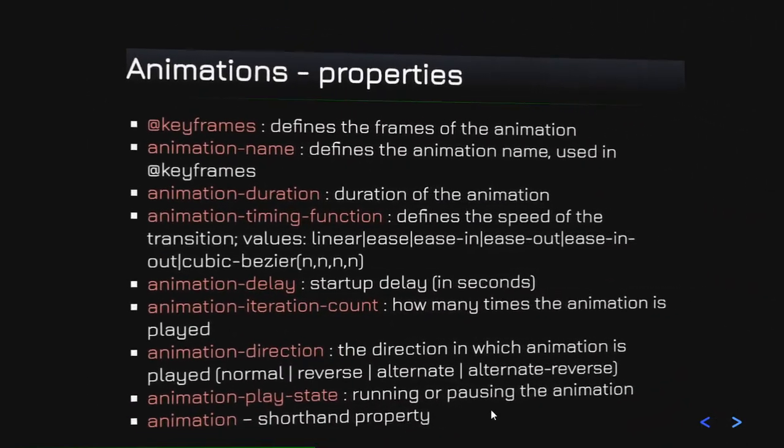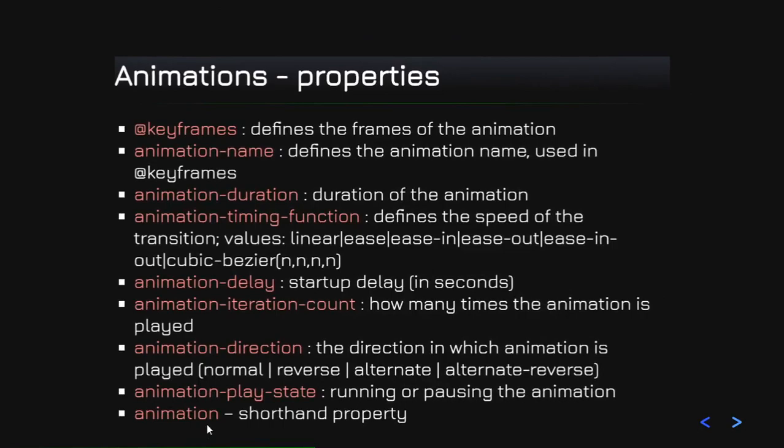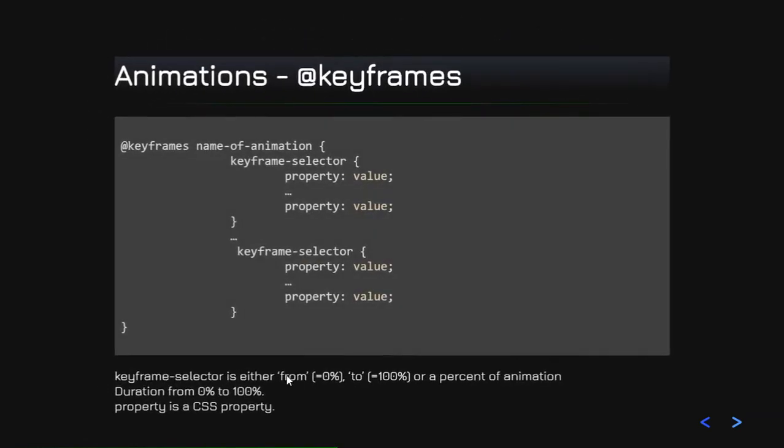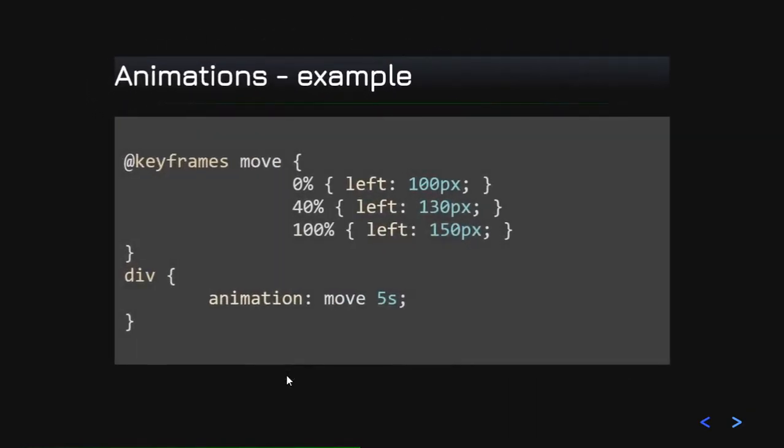And again, the animation is just a shortened property for all these CSS properties, just like we have border for all the border top, border left, border bottom, border right, and margin, and so on, and padding. This is the example.